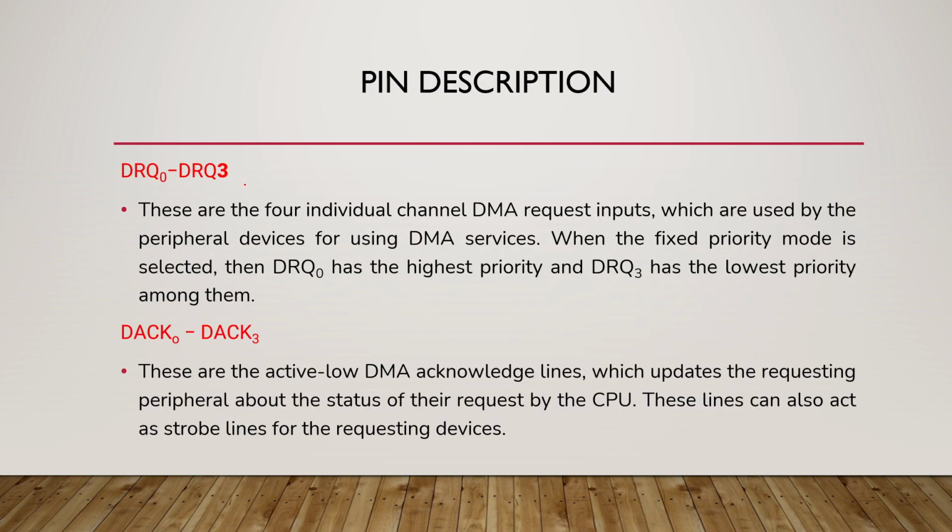First one is the DMA request signal. As I told, the DMA request signal is used by the different peripheral devices. There are 4 channels available, so we have a separate DMA request input, which is used by the peripheral device for requesting DMA services. DRQ0 has the highest priority and DRQ3 has the lowest priority among them. Whenever one or more channels are requesting the DMA controller at the same time, based on the priority it will be executed. So DREQ0 has the highest priority and DREQ3 the lowest.